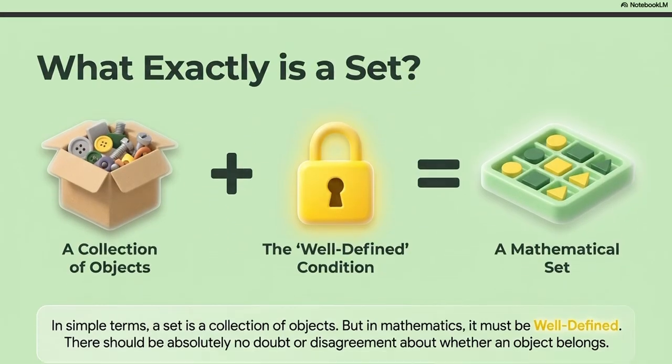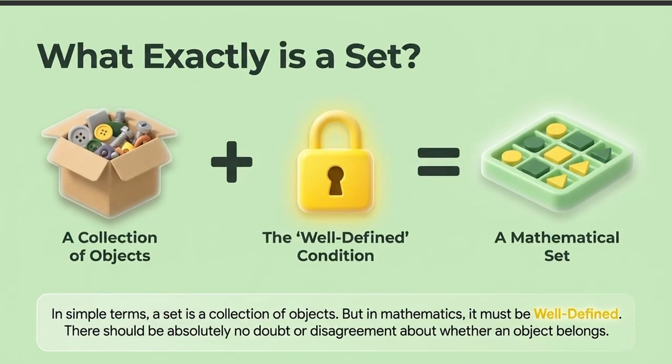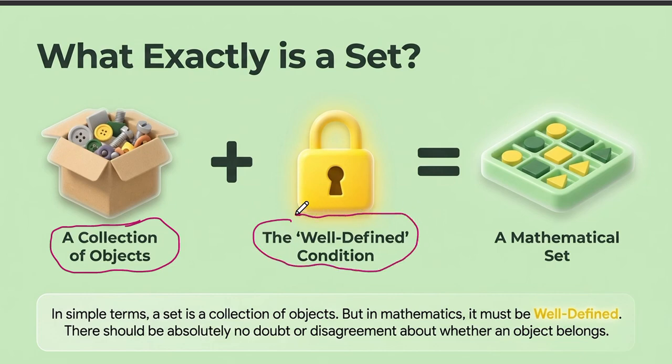What is a set? Set means, in simple language, a collection of objects. Not just a collection of objects, that collection must be well-defined. Then we can say it is a set in mathematical language. So collection plus well-defined.